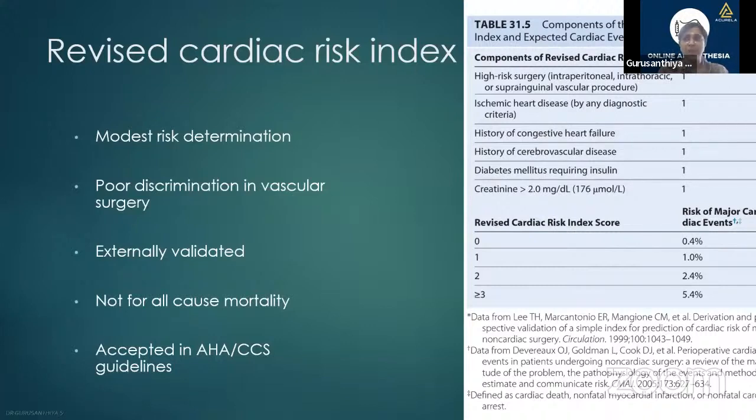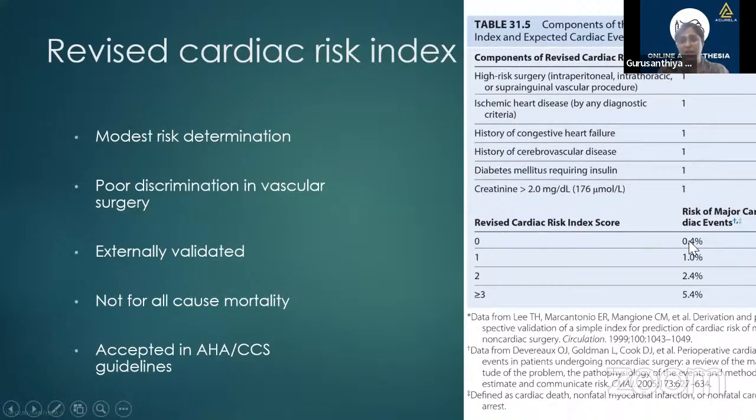In case of history of congestive cardiac failure, we have to look for prior history of congestive cardiac failure, pulmonary edema, or now the chest is congested with pulmonary rales, paroxysmal nocturnal dyspnea, or a chest X-ray showing a pulmonary vascular redistribution. And history of cerebrovascular disease, diabetes mellitus requiring insulin, and a preoperative creatinine of more than 2. Each of these is assigned 1 point, and it is a 6-point scale.